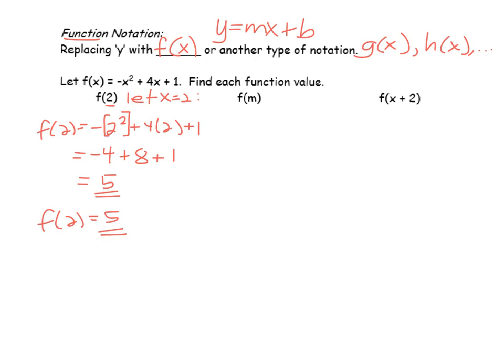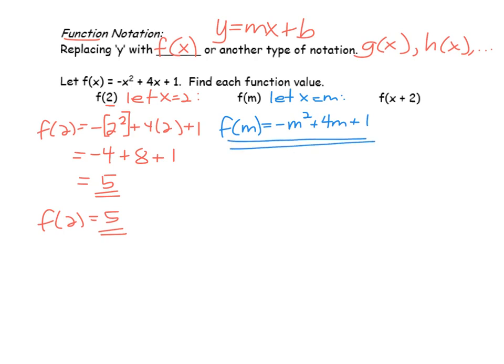If you're asked to input another letter, well then we just plug that letter in place as well. So now it says f of m. So now we're just going to say let x equal m, which sounds kind of weird because m is going to be in our final answer. So we'd say f of m equals negative, and instead of x squared, it's going to be m squared, plus 4 times x, that becomes 4 times m, and then plus 1. Now what makes this unique is really that's all we can do. We don't know the value of m, so therefore that is our function value.